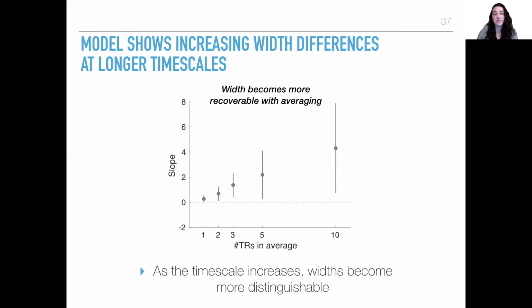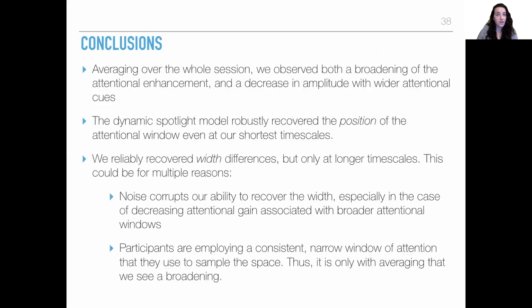Though there is clearly substantial intersubject variability, this is largely driven by the widest cue and our small n, and it is generally clear that more temporal averaging allows us to see greater differences in the width of the attentional window. So overall, averaging over the whole session, we observed both a broadening of the attentional enhancement and a decrease in amplitude with wider attentional cues. Our dynamic spotlight model robustly recovered the position of the attentional window, even at our shortest timescale of 1.55 seconds. We also found that width differences can be reliably recovered, but only at longer timescales.